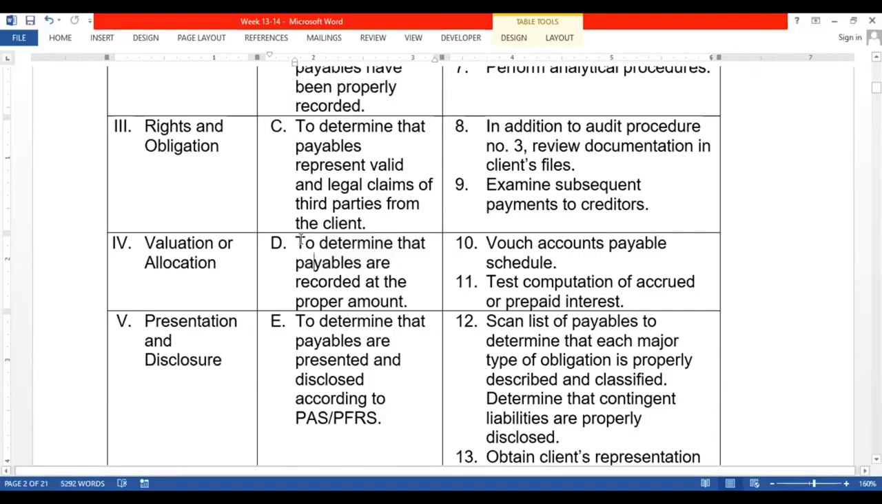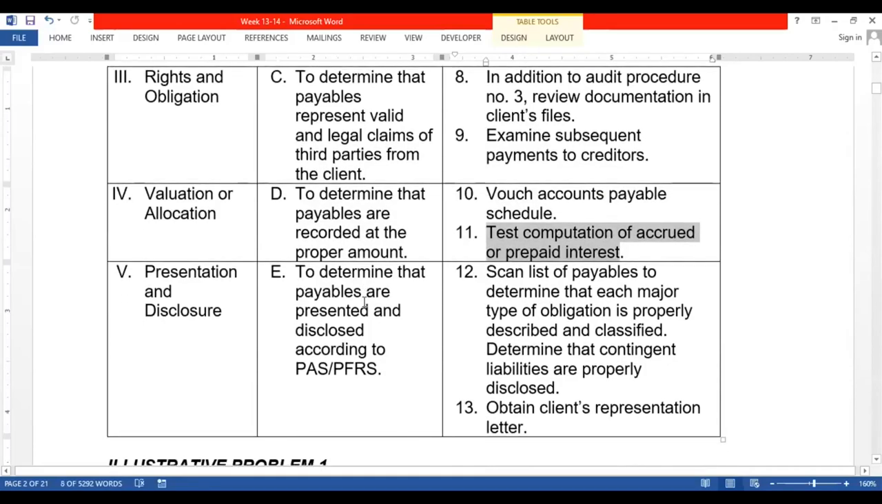Valuation and allocation: determine that the payables are recorded in the proper amount, so you may perform recomputation. Vouch the accounts payable schedule and even test the computation of accrued or prepaid interest.